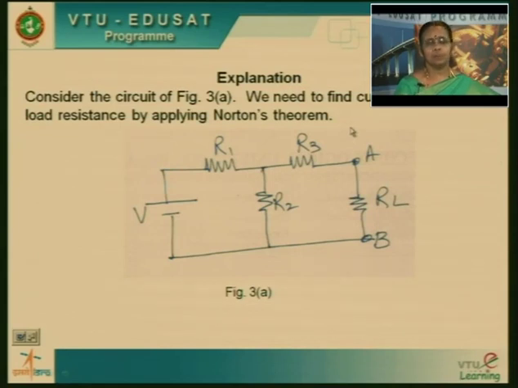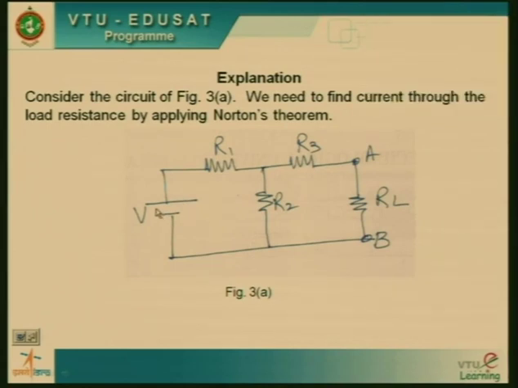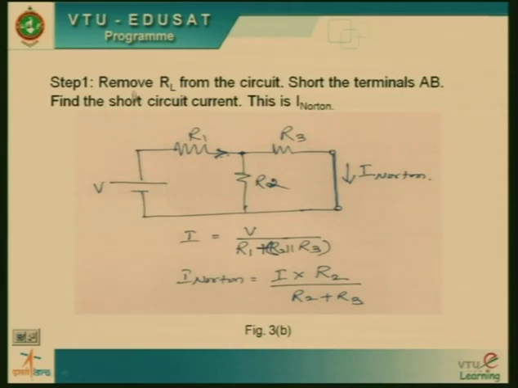Explanation. The same circuit is considered here for better understanding. We need to find the current through the load resistance by applying Norton's theorem. The same circuit has voltage source V with resistors R1, R2, R3 in two loops, and you have to find the current through the resistance RL by applying Norton's theorem. For that, what do we have to do? Once again, remove the resistance RL from the circuit. Step 1 is to remove the load resistance from the circuit.